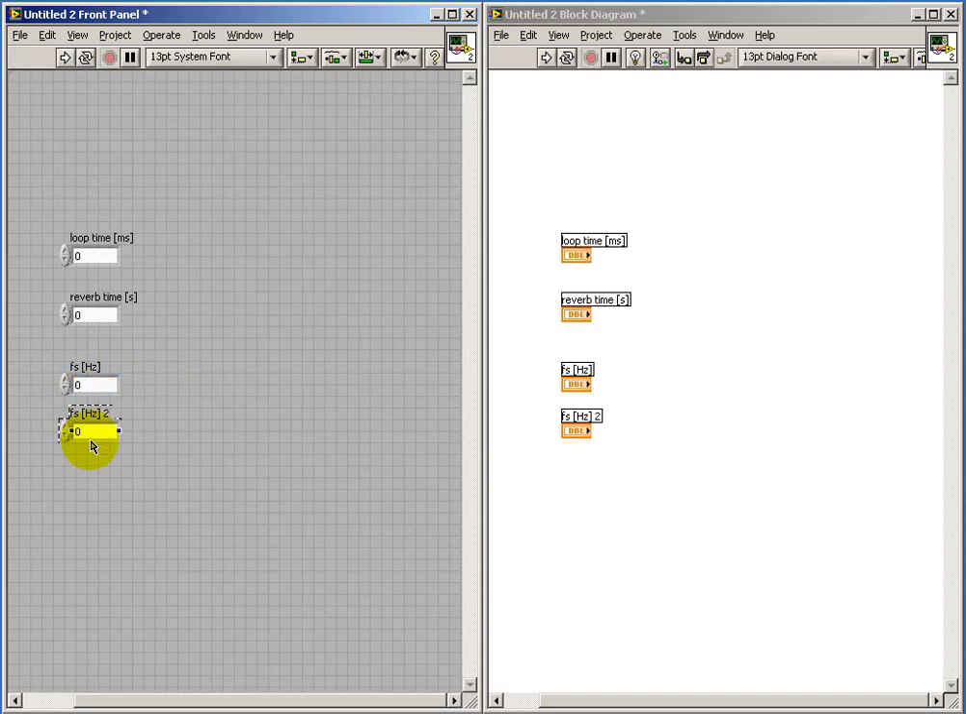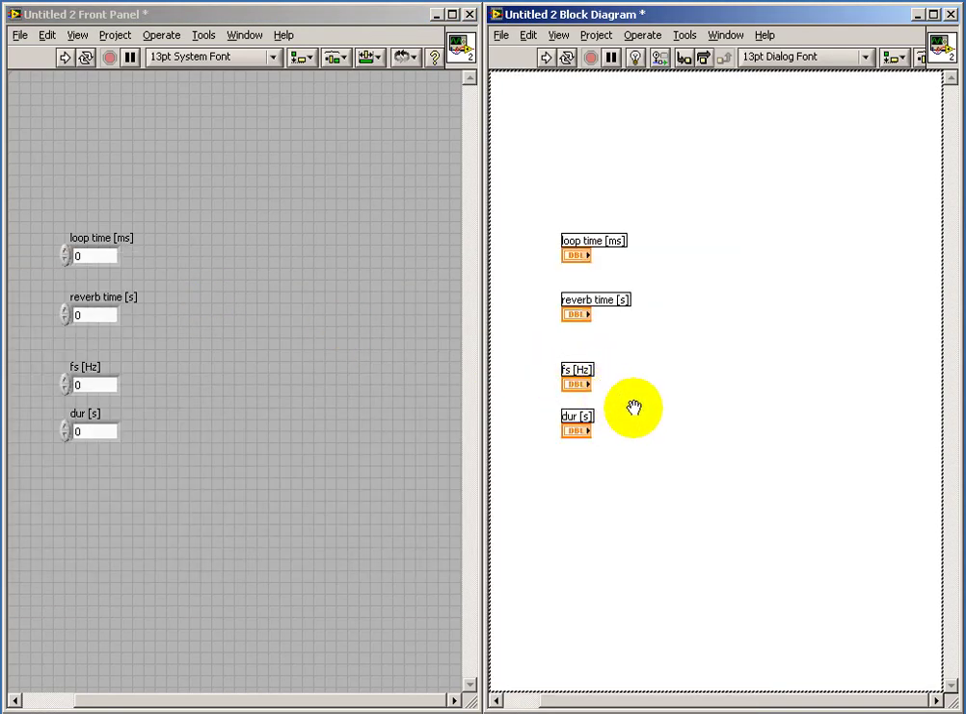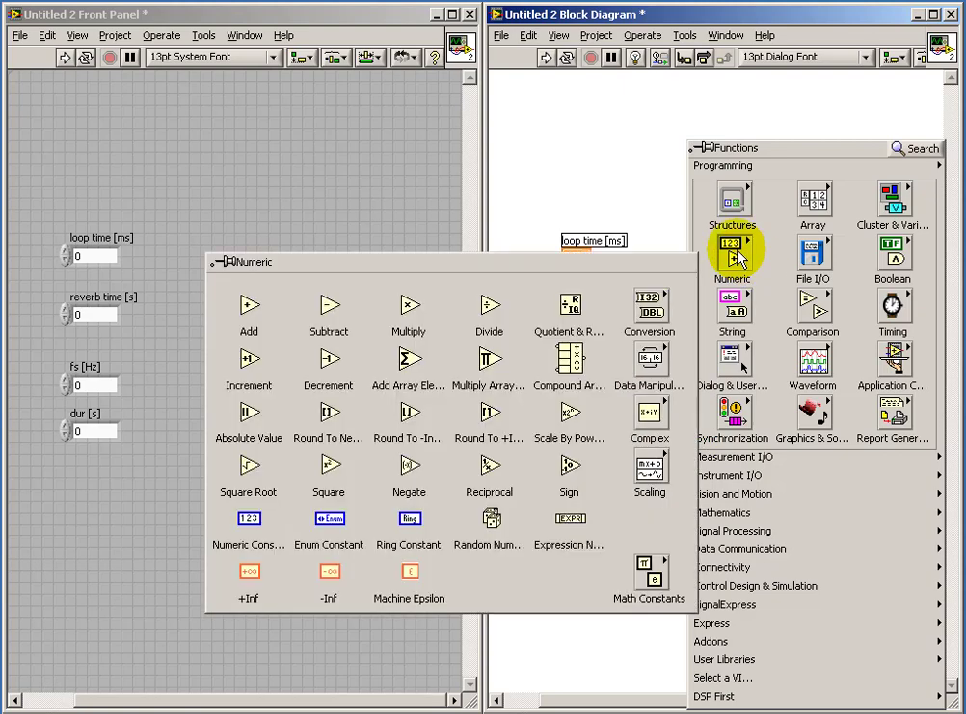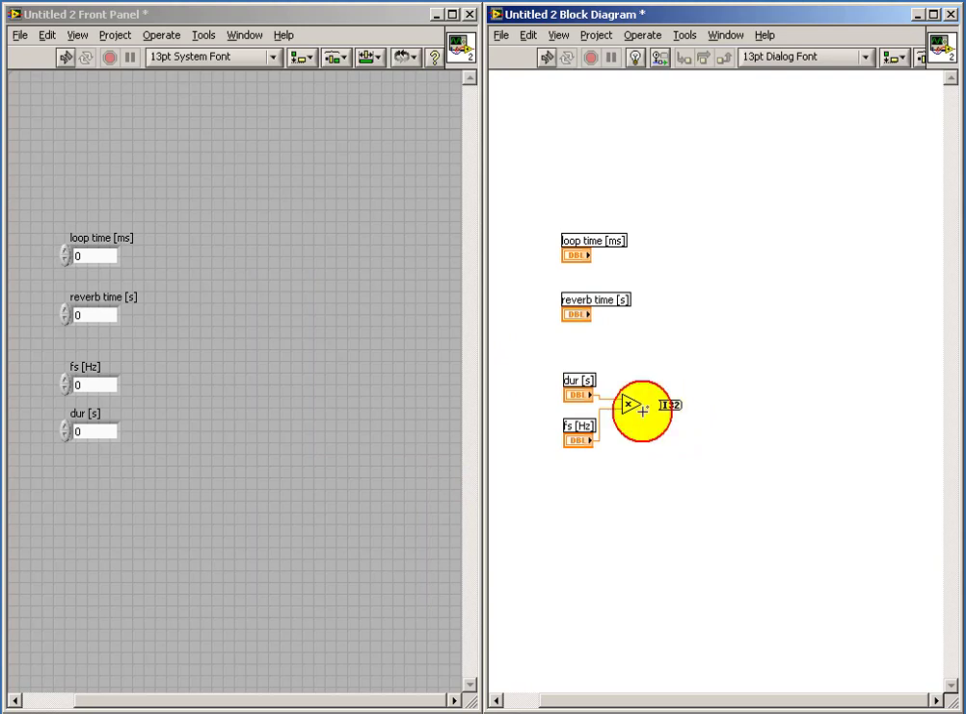We also need our system sampling frequency and the duration of the waveform to be produced. I'll begin by calculating the total number of samples that need to be generated for the waveform. And we get that with the product of sampling frequency and duration. I would like to convert that value to an integer before it gets used by other portions of the block diagram.